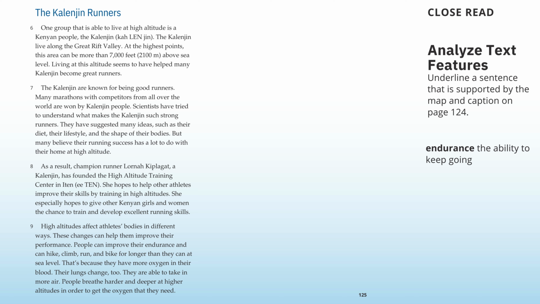The Kalenjin runners. One group that is able to live at high altitude is a Kenyan people, the Kalenjin. The Kalenjin live along the Great Rift Valley. At the highest points, this area can be more than 7,000 feet, 2,100 meters above sea level. Living at this altitude seems to have helped many Kalenjin become great runners.